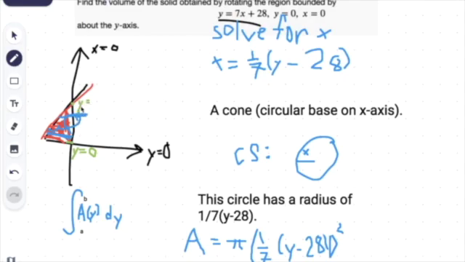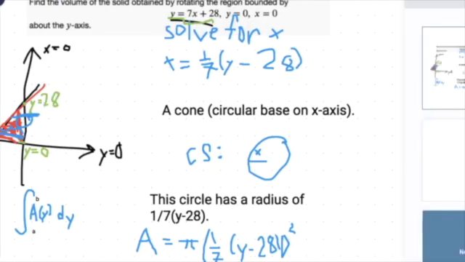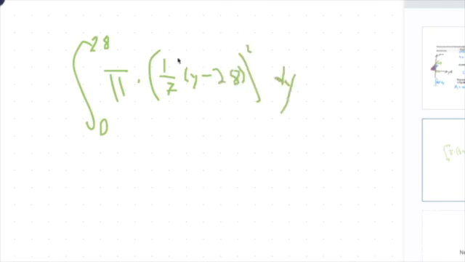Well, how do I know where to stop? Well, this point is the y-intercept of this line. You agree? x is equal to 0 at this point. So if I plugged in x equals 0 to this equation, I would get y equals 28. So my bounds of integration here should be from 0 to 28 of this function. So the final calculation would be the integral from 0 to 28 of pi times the quantity (1/7 y minus 28) squared dy.